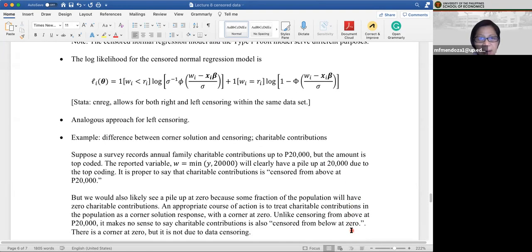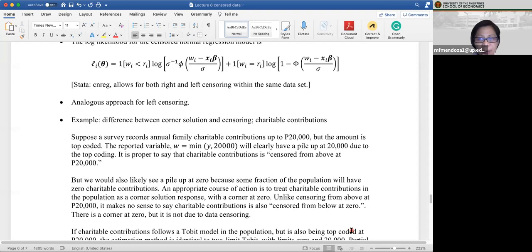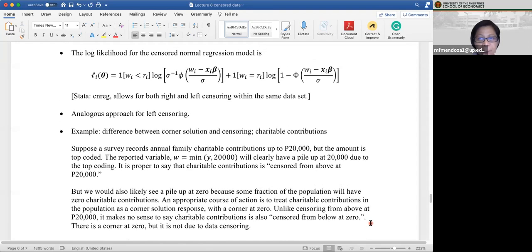So let's look at the difference between corner solution and censoring. An example would be the case of charitable contributions. For charitable contributions, you can have both corner solutions and censoring. Suppose a survey records annual family charitable contributions.